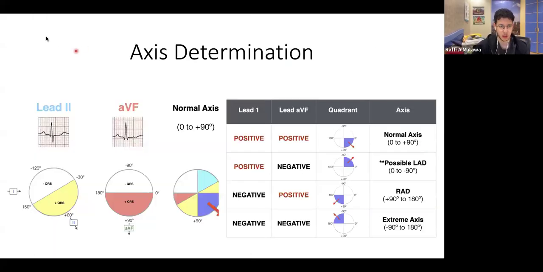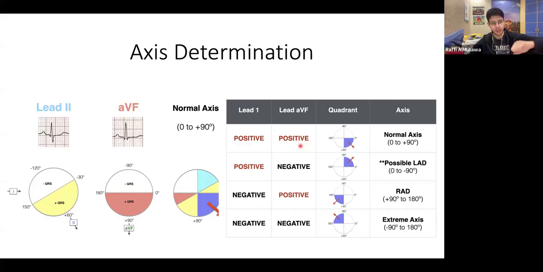Okay, axis determination. I'm going to keep it very simple. I have a very nice diagram which will explain all this. Basically, look at lead 1 and AVF. If they're both positive, everything's good, this is normal. If lead 1 is positive and lead AVF is negative, that means they're looking away from each other. If you look in ECG, lead 1 is over here and AVF is over here, so they're looking away from each other. So they left each other: left axis deviation. Then right axis: lead 1 is negative and lead AVF is positive, so they're looking at each other because they're right for each other.